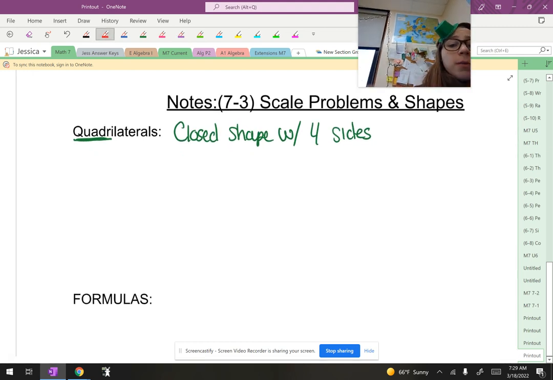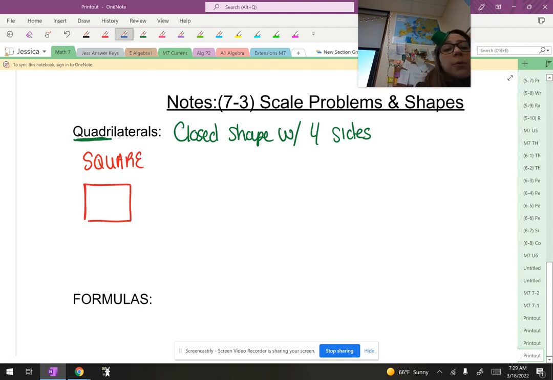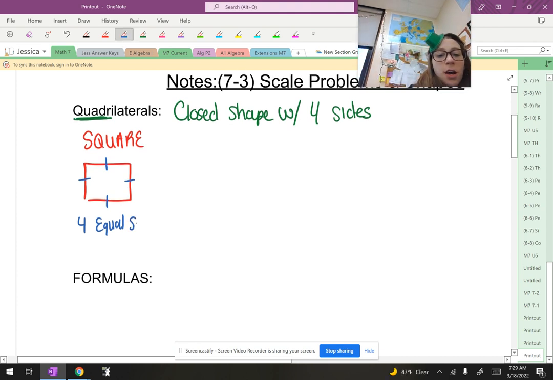All right, so some four-sided shapes that we know of. First one usually that comes to mind is a square. What we know about a square is that it has 4 equal sides. And those little blue marks that I put on each side of the square, those are congruent marks. Ooh, big fancy word. So first off, 4 equal sides.